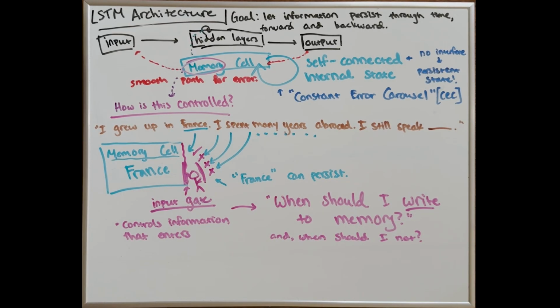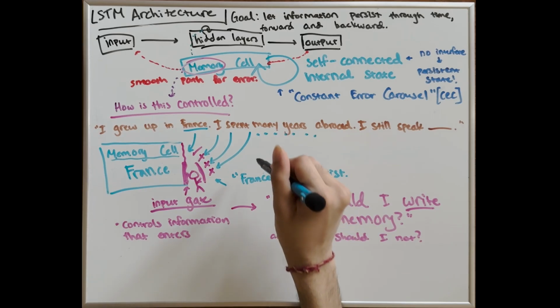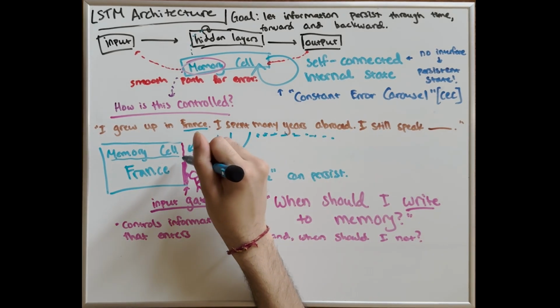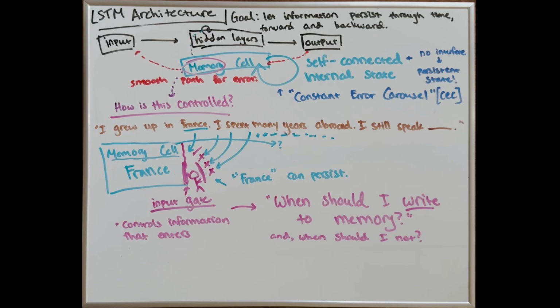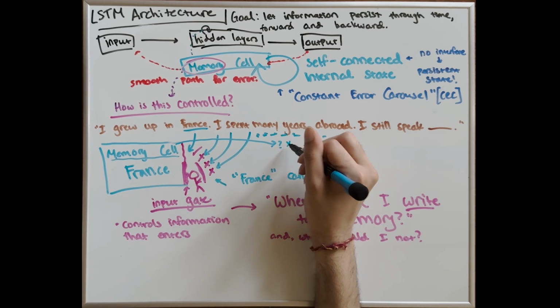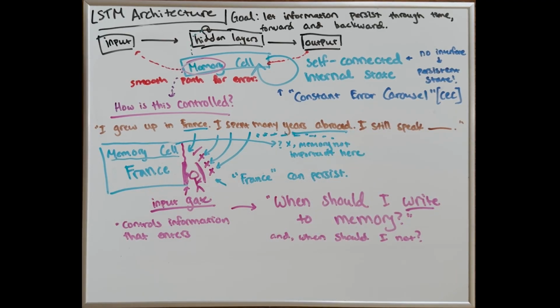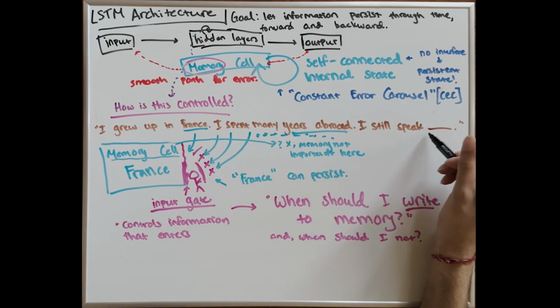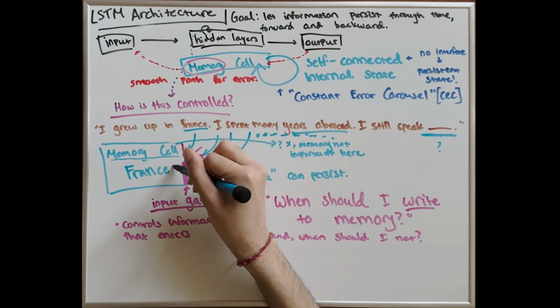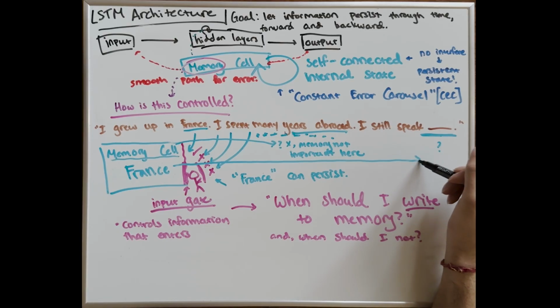Now, we have a dedicated place for memory and a dedicated mechanism for deciding when this memory should be written to. But there's another problem. Let's go back to the example. Now the network can process more words without destroying the memory of France and carry this memory forward. If we move down the sequence to many years abroad, should this memory of France influence the network's computation at every single step? Probably not. It may be important overall, but not equally relevant at every moment. What really matters is that when the network reaches the blank at the end, I still speak fluent blank, the stored memory can become available and influence the computation.